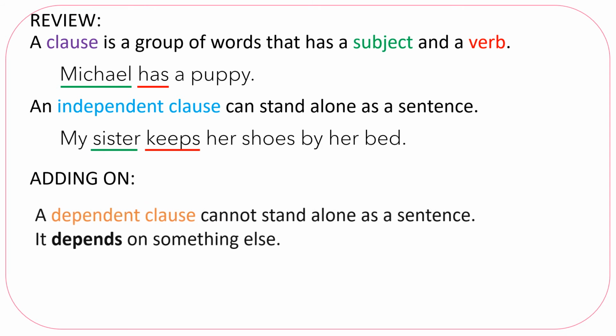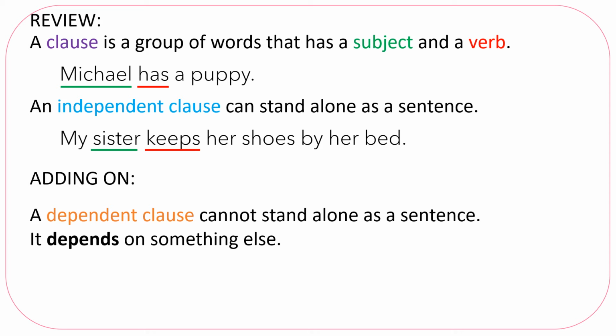Adding on. A dependent clause cannot stand alone as a sentence. It depends on something else. After the music has started, we have a group of words. We have a subject, music, and a verb, has started. But we have after, which is a subordinating conjunction. So that makes it a dependent clause. It can't stand by itself. We need something else, don't we?